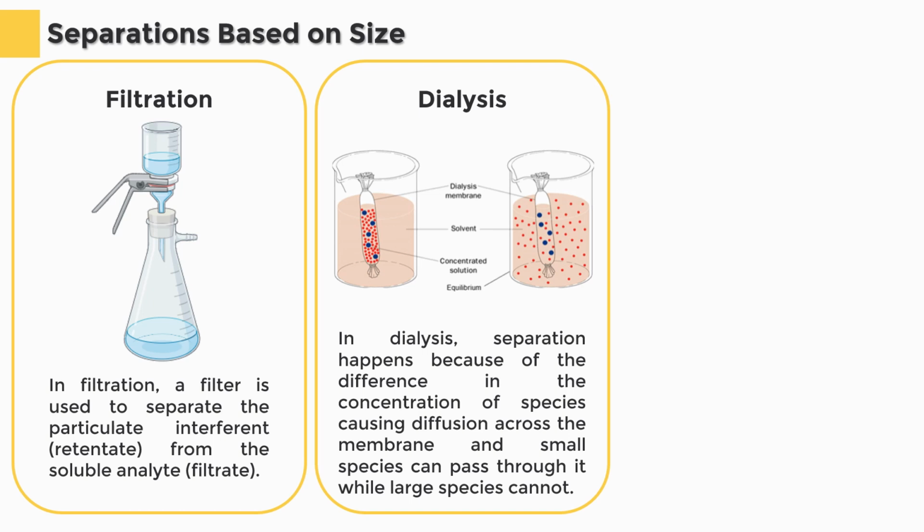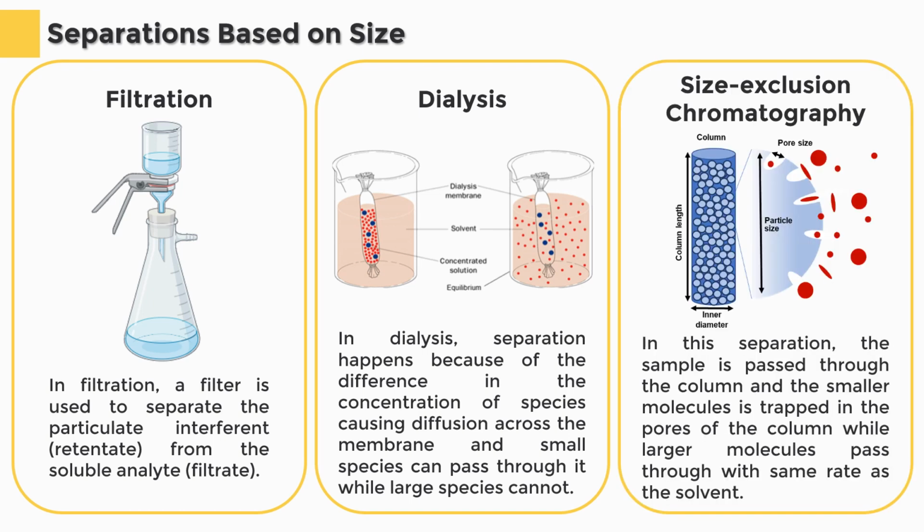Lastly, the size exclusion chromatography. This separation technique utilizes a column that is made from 10 micrometer polymer bits of cross-linked dextran or polyacrylamide, and more cross-linking means smaller pore size. In this separation, the sample is passed through the column and the smaller molecules are trapped in the pores of the column, while larger molecules pass through at the same rate as the solvent. This technique is commonly used in analysis of polymers or separation of proteins.